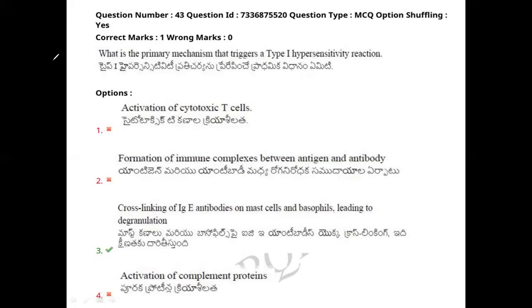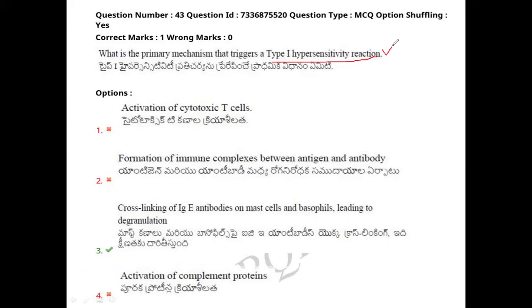So next, what is the primary mechanism that triggers type 1 hypersensitivity reactions? Very important topic. From hypersensitivity, every time one or two questions are easily included. There is a very short video on the YouTube channel explaining type 1, type 2, type 3 and type 4 hypersensitivities in a very short way. They generally ask from there, so watch that video once.